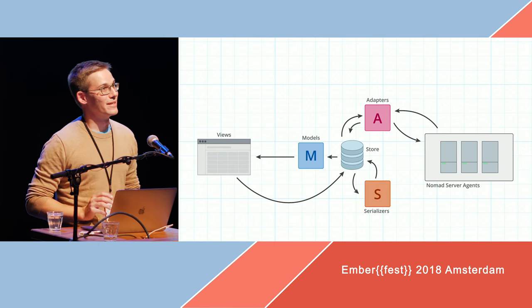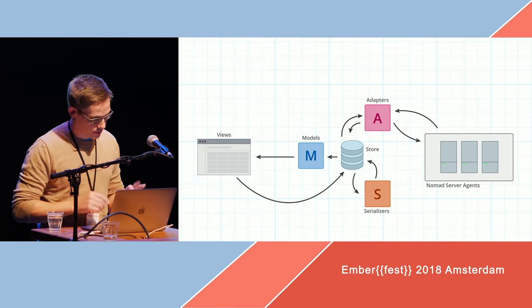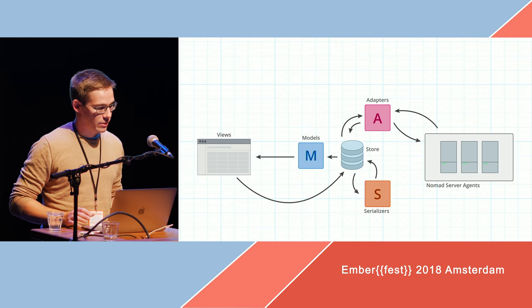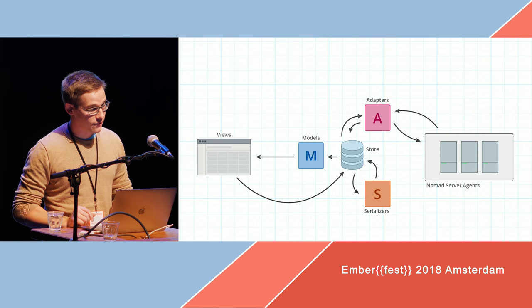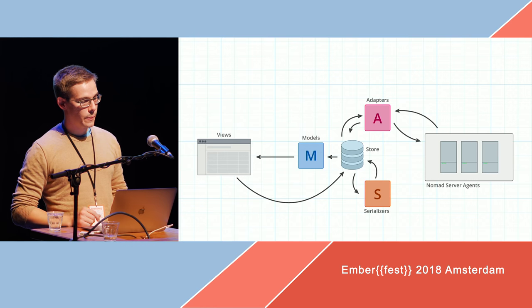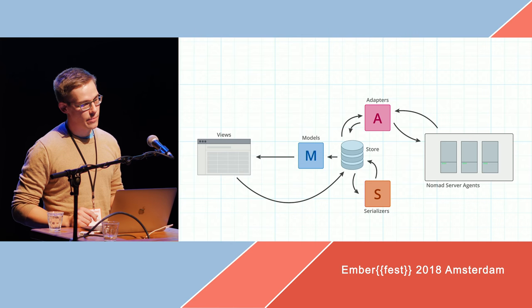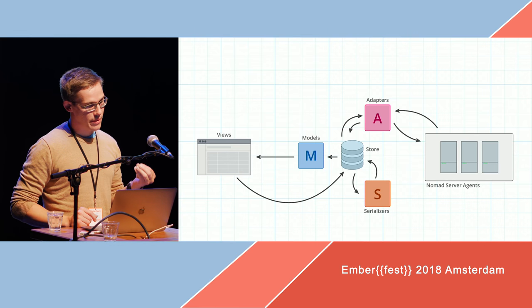This is what Ember Data looks like. This is how it functions out of the box. So inside this browser thing I've labeled views is basically the entirety of Ember.js. And then from there in your route code or anywhere else, you're going to make a request to the store. The store is going to communicate with the adapter. The adapter is going to hit your backend. It's going to get data back. It's going to get that payload and give it back to the store.